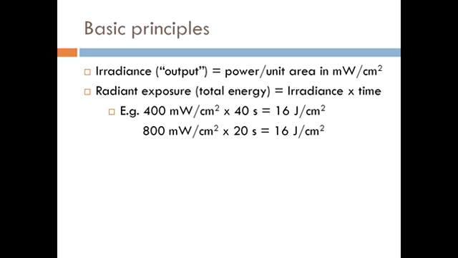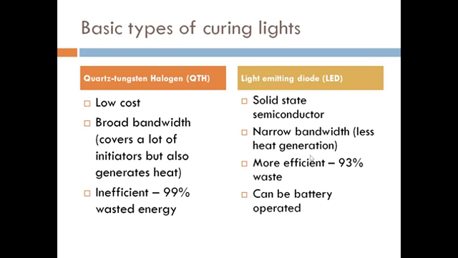But anyways, just remember that within reason, you can change the amount of exposure based on the amount of irradiance or the amount of power that your light is putting out, as long as you get to the same radiant exposure or total energy. So there are 2 basic types of curing lights. One is the quartz tungsten halogen, and another one is an LED, light emitting diode. The advantages of the quartz tungsten halogen lights is that they're low cost. They have a broad bandwidth, which covers a lot of the initiators.